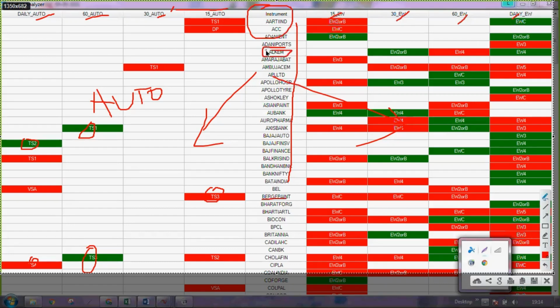I can tell you Alchem, right? What is Alchem saying? In 15 minutes there is no wave, in 30 minutes it is in wave 2, in 60 minutes it is in wave 4, and in daily it is in wave 4, right? This is different. Again, in 60 minutes, in wave 4, why is it in red, why is it in green? I explained all this in my last webinar. You can go through that.